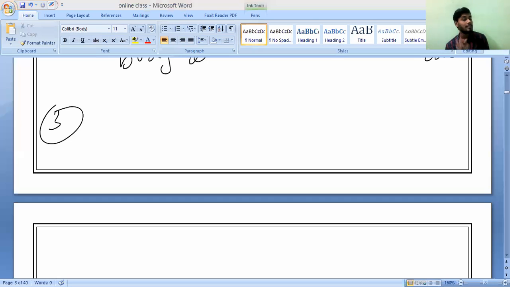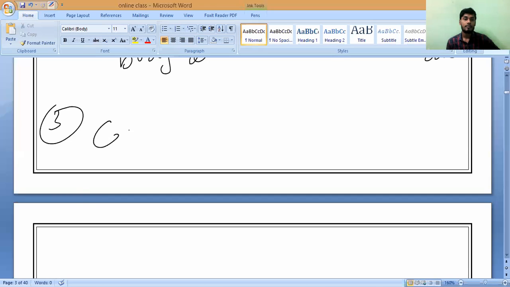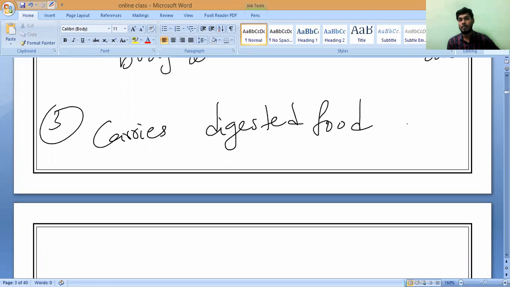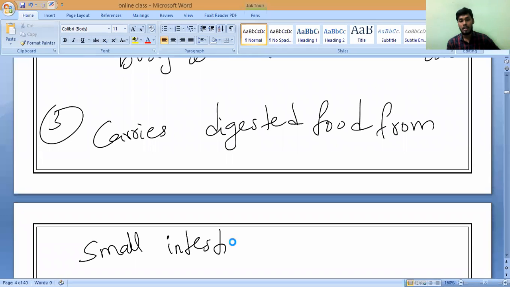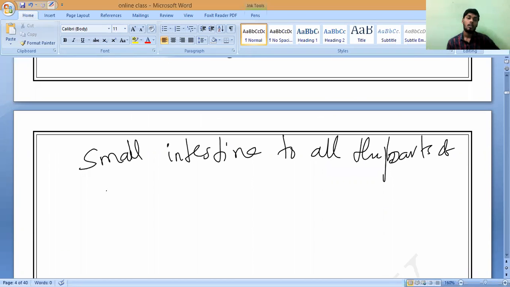It carries digested food from the small intestine to all the parts of the body. Carries digested food. Digested food from where? Small intestine. Remember, all of you. Small intestine to all the parts of the body. That is the third point.